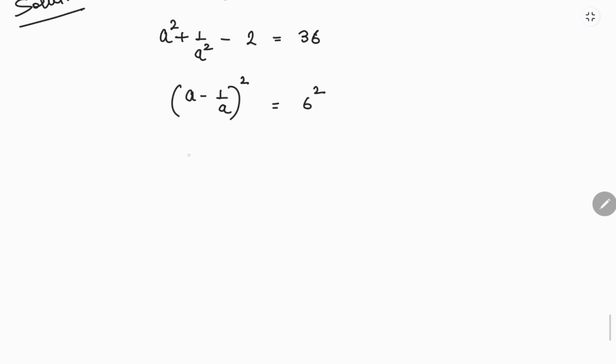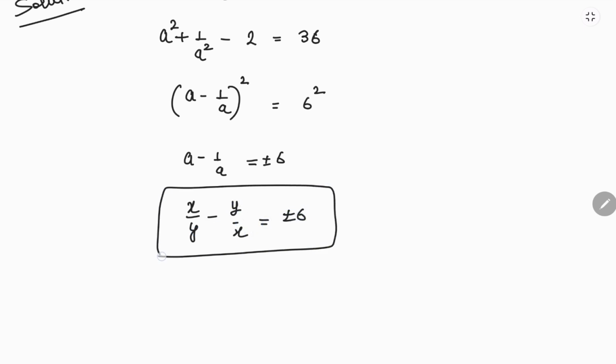So this is a minus 1 by a whole square is equal to 6 square. So that means a minus 1 by a will be equal to plus minus 6, you can say, if it is 36. So that means a, that is x by y minus y by x, is equal to plus minus 6. And this is our answer, right?